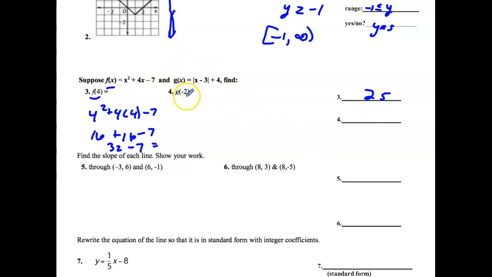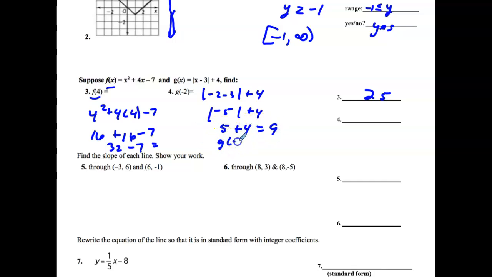G of negative 2 just is telling you to use the second function. So you're going to plug in negative 2 for x. Negative 2 minus 3 is negative 5. Absolute value of negative 5, well, how far is negative 5 from 0? It's 5, right? You just switch it to positive, keep it positive. So you should never have a negative absolute value. And then 5 plus 4 is 9.